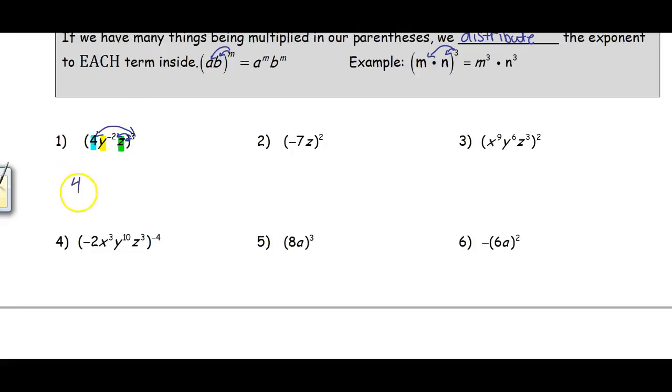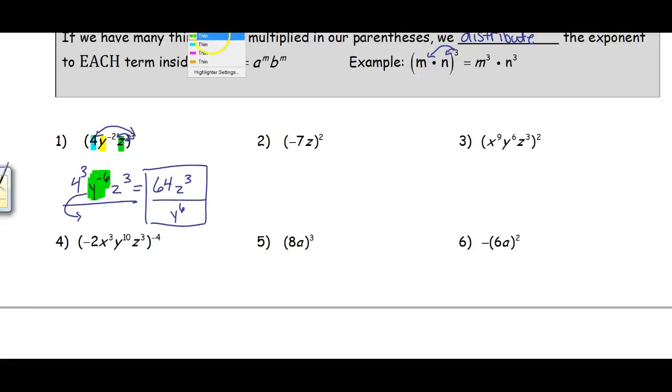3 times 1 is 3. Then you have y, negative 2 times 3 is negative 6. Then you have z, remember there's a power of 1 there, so 3. Now go ahead and simplify. 4 to the third power is 64. Our y to the negative 6th here needs to be moved to our denominator. So y to the 6th gets moved down there. z to the third stays. There's your final answer. So every term on the inside needs to be distributed.